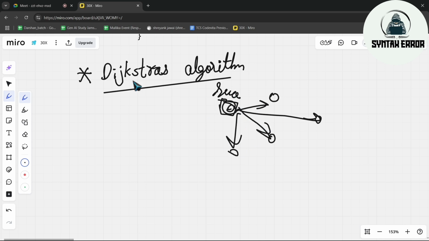This is calculated by Dijkstra's algorithm. So let me repeat it again. From a single source, when we have to find the shortest path to all the other nodes, then that algorithm is called Dijkstra's algorithm. How we will solve that? We will see it later, but the main objective of this algorithm is to find the shortest path from a single source to all of the other nodes.